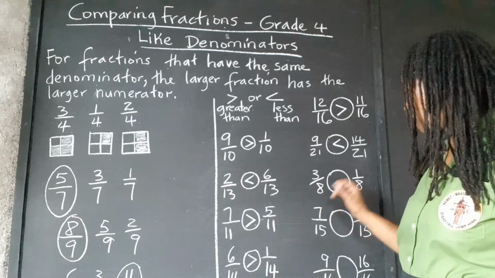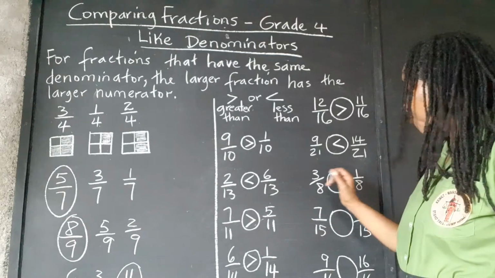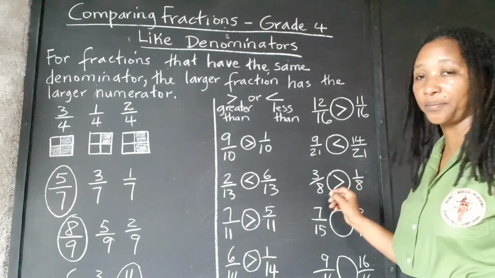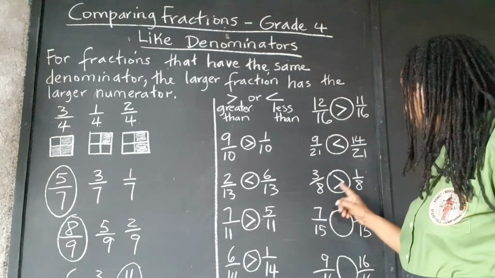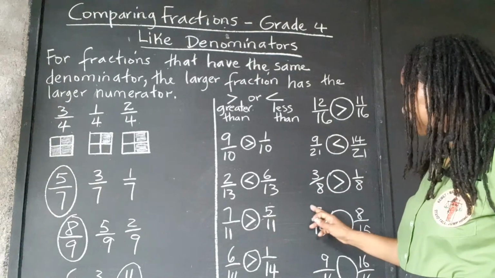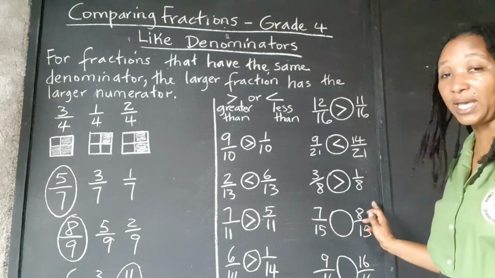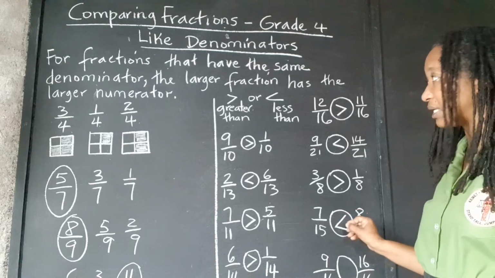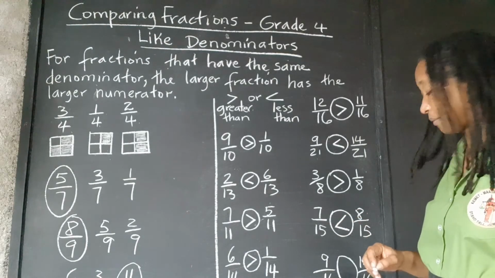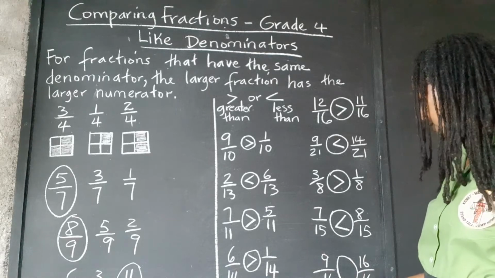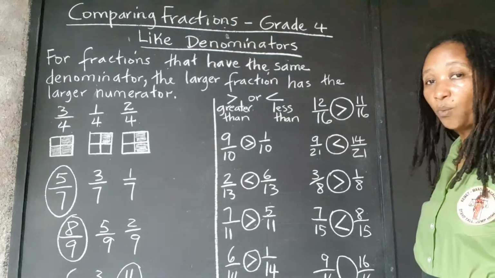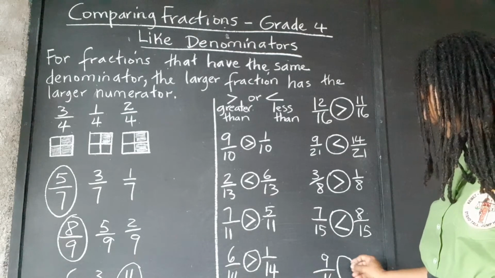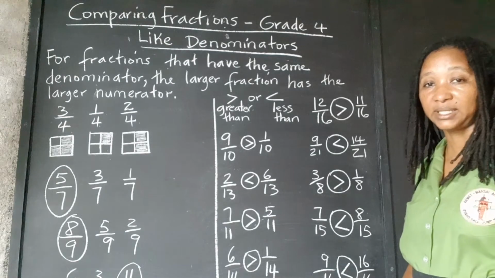So 3/8 compared to 1/8. 3 is bigger than 1, so we put a greater than sign. 3/8 is greater than 1/8. 7/15 compared to 8/15. 7 is less than 8, so we're going to put the less than sign. 9/16, 16/16. Well, clearly 16 is greater than 9, so 9/16 is less than 16 over 16.